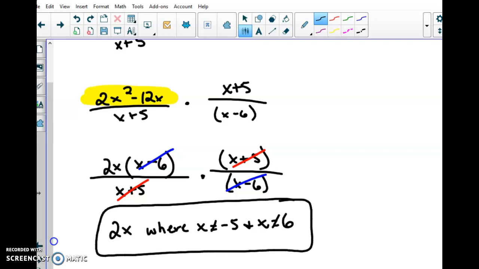So again, division of rational expressions is really the multiplication of the reciprocal. So you can go through and do your same multiplication techniques, same factorization techniques. You just have to simplify it.